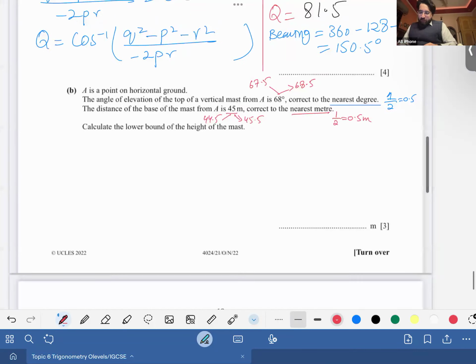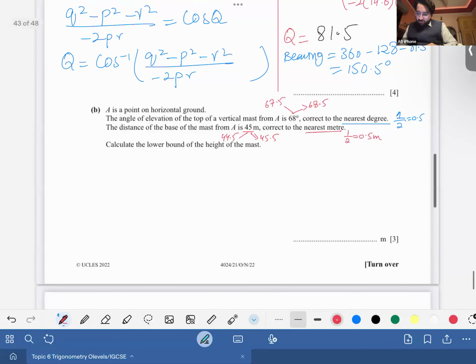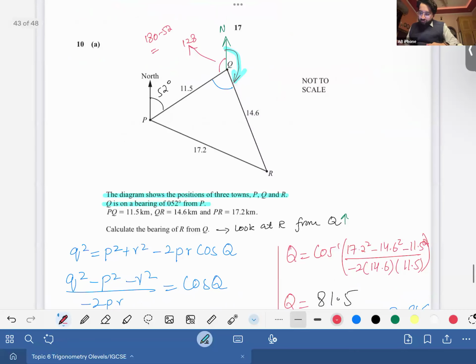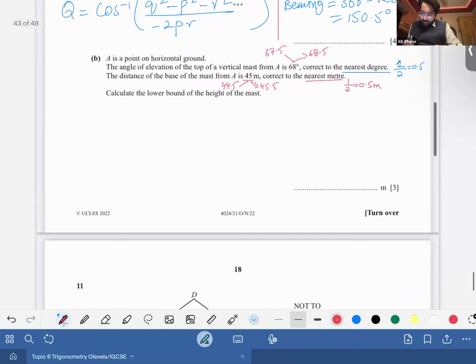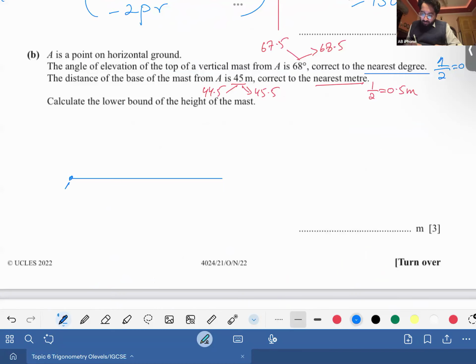Okay, now, A is a point on a horizontal ground. Here we have to draw the diagram ourselves. A is a point on a horizontal ground. The angle of elevation of the top of the vertical mast from A is 68. Like for example, this is the mast, the vertical mast, and the angle of elevation from A is 68 degrees. And the distance of the base of the mast from A is 45 meters.